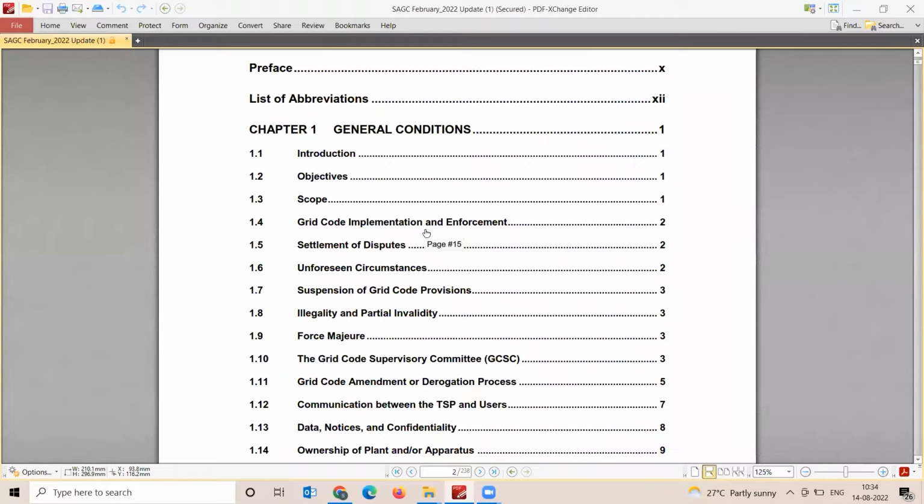If you ask an independent power producer to maintain the harmonics, he will not be happy. If you want him to maintain certain fluctuations, ramp up, ramp down, or LVRT, he will not be happy because that increases his cost. The objective of an independent power producer is to increase generation so that he can make more revenue.